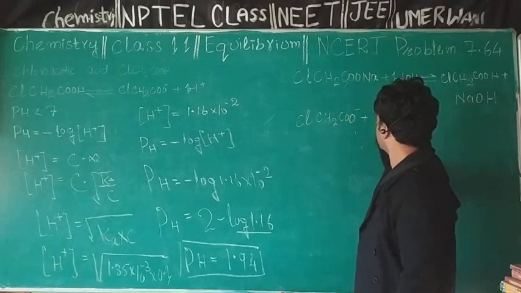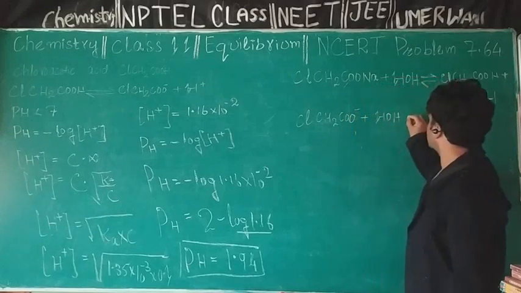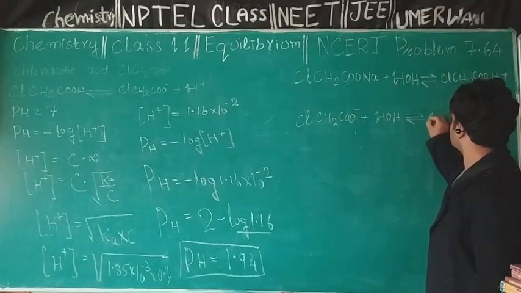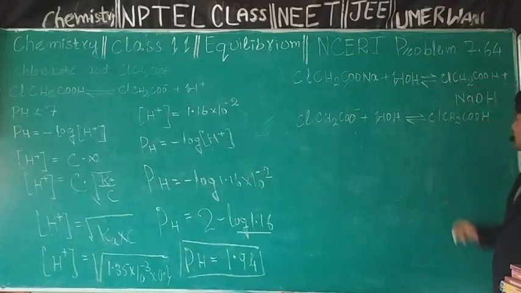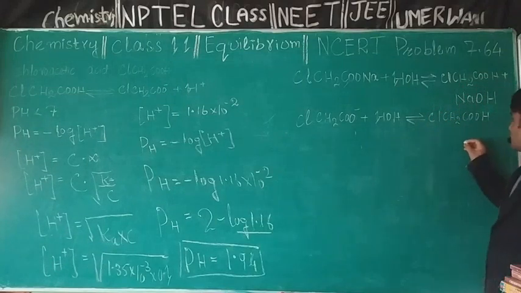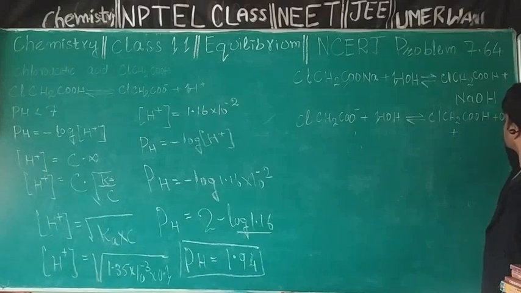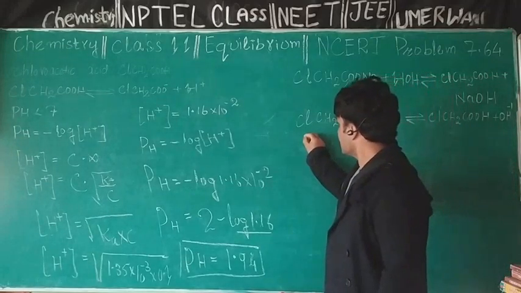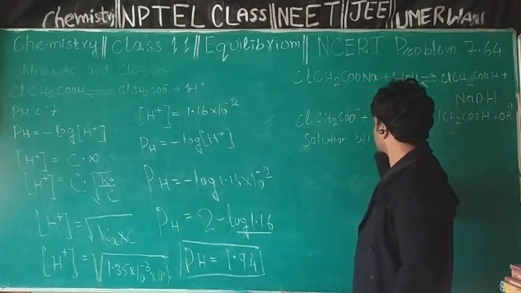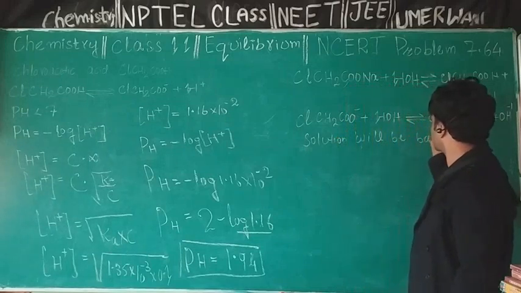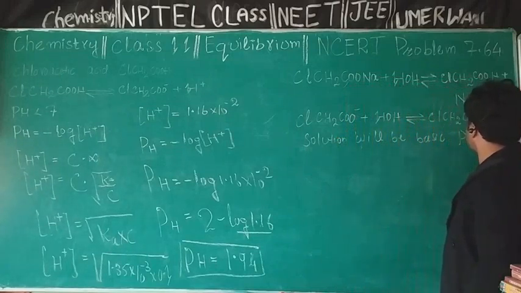basically undergoes hydrolysis in the presence of water, resulting in the formation of chloroacetic acid, which is a weak acid and would exist in the form of ions, and OH ions, hydroxide ions. Because of the presence of these hydroxide ions, as I told you previously, its solution will be basic and its pH will be greater than 7.